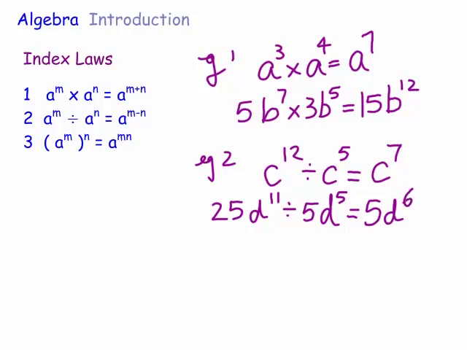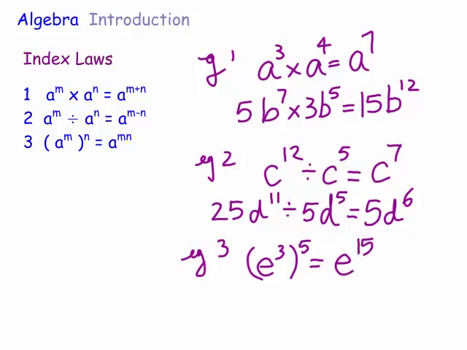Okay, so the third index law just says if I have something to a power raised to another power, I need to multiply the powers. So let's have a quick look at example 3. Say I had e cubed to the power 5. Well, 3 5s are 15, so I end up getting e to the 15.